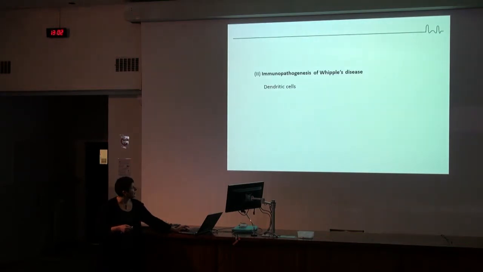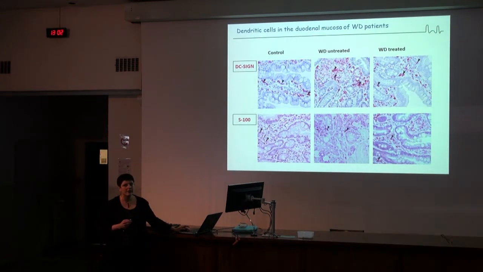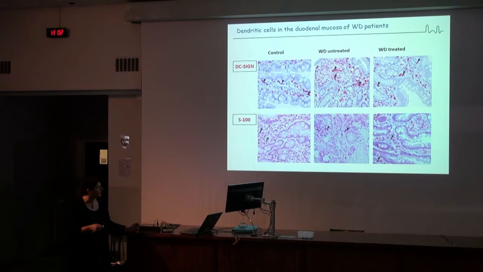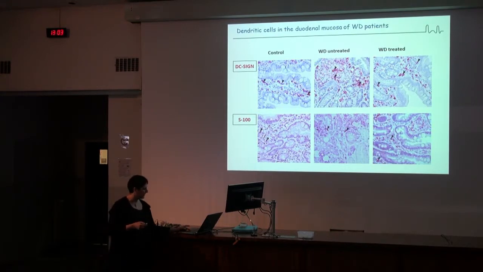So, some of these mechanisms we have analyzed in Whipple's disease patients. First, the dendritic cells. When you look at the lamina propria from healthy controls, untreated Whipple's disease patients at diagnosis, or treated Whipple's disease patients, we have some dendritic cell markers. This is DC-SIGN, a marker for immature dendritic cells, and we see equal amounts of immature dendritic cells in the lamina propria. And this is also true for S100 positive dendritic cells, which represent mature dendritic cells. That's also no difference between healthy controls and disease patients concerning the amount of mature dendritic cells in the lamina propria.